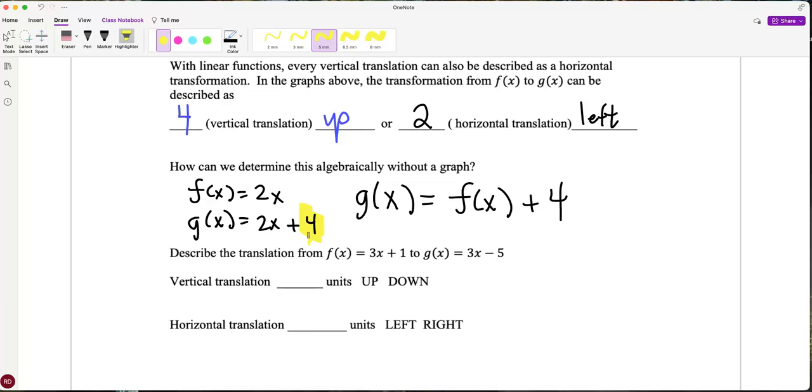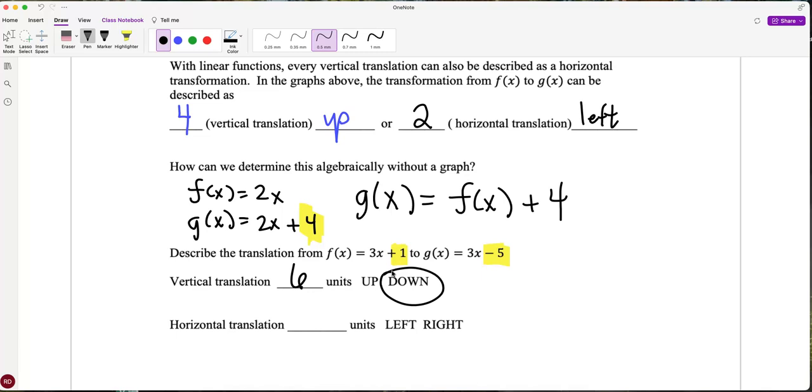So if I look at the next one, f of x is 3x plus 1, and g of x is 3x minus 5. So what I'm concerned with, in order to figure this out, is how do you turn a plus 1 into a minus 5? Okay, so to turn a plus 1 into a minus 5, I look at it and say, okay, plus 1, to get to a negative 5, I have to go down 6. So 6 units down in order to make that happen, okay?